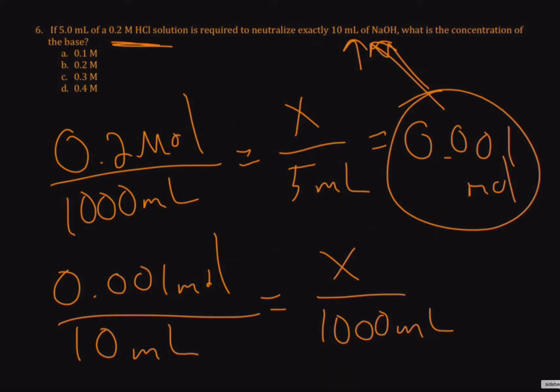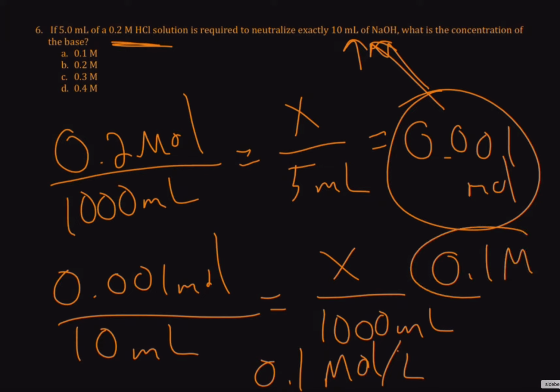0.001 divided by 10 times 1,000 is 0.1 moles per liter, or 0.1 molar, which is choice A in the answers.